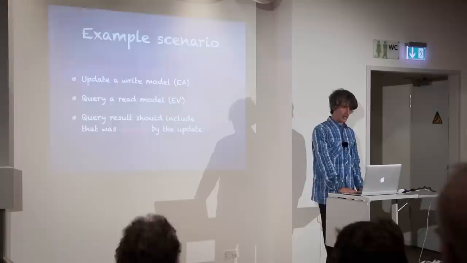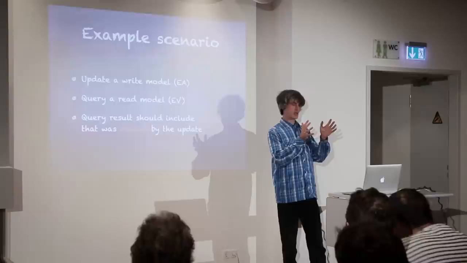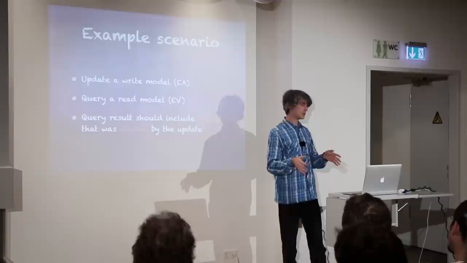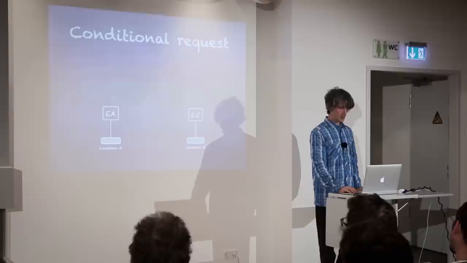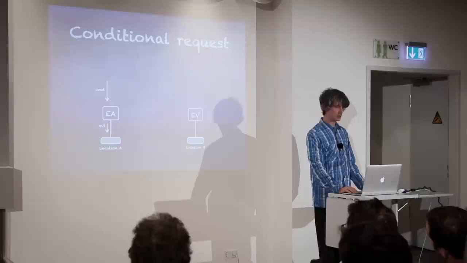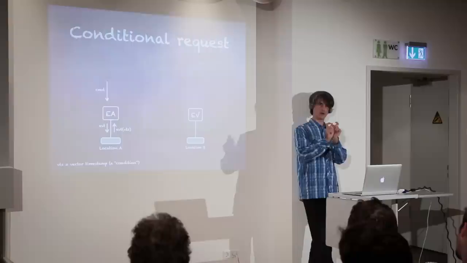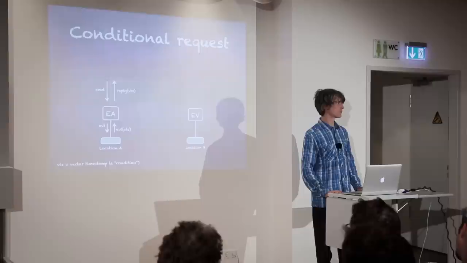I want to demonstrate this based on an example. In this example, we update a write model and then later query a read model. And the requirement is that the query result should include the effect that was caused by the update on the write model. Okay, how does this work? A client starts sending a command to an event sourced actor. The command is validated, an event is emitted, and after it has been stored to the event log, it has now a vector timestamp associated, and this vector timestamp is returned to the command sender.